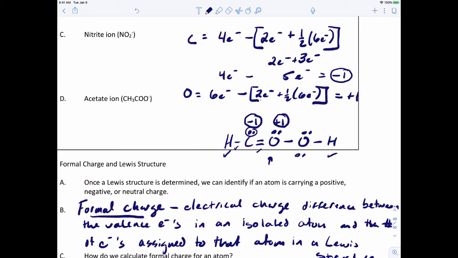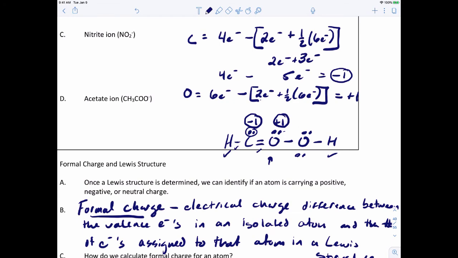So that's not good. That's definitely not good. Now, what's kind of nice is that the negative 1 and the positive 1 do balance out and give us 0. So that is nice. But we are putting a positive 1 charge on an atom that doesn't want a positive charge, and we got a negative charge on an atom that would prefer a positive charge. So this structure is not correct. So we've got to draw another structure.